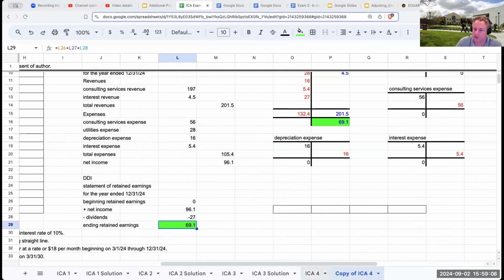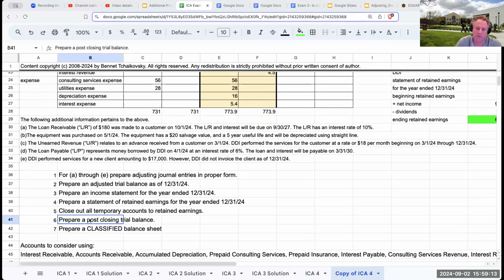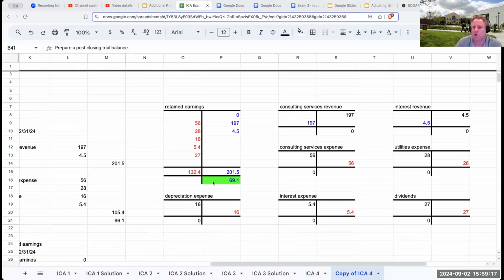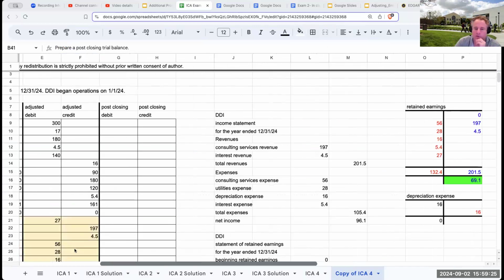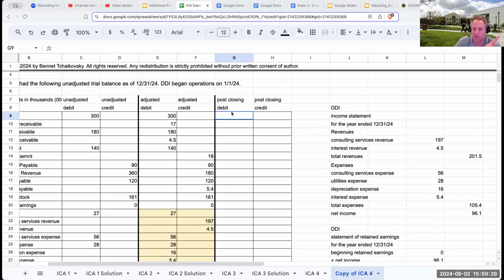Now that this is done, I am ready to go through and prepare a post-closing trial balance. What we just did is close out all of the temporary accounts to retained earnings: revenues, expenses, dividends, close them out to retained earnings. Now what we need to do is make our post-closing trial balance. This should all be very familiar to you from the very last exam.